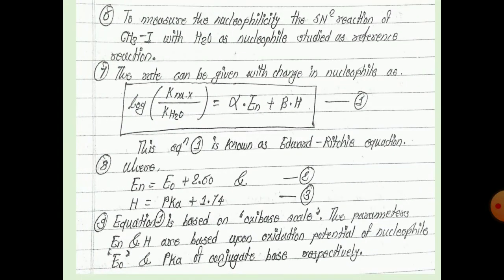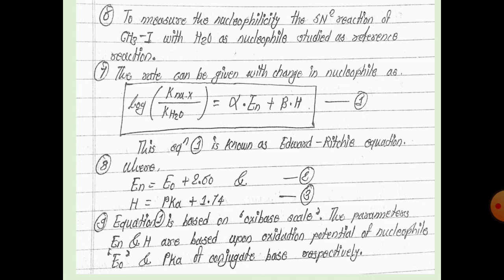To measure the nucleophilicity, the SN2 reaction of CH3I with H2O as a nucleophile was studied as a reference reaction. The rate can be given with the change of nucleophile as log of k nucleophile X divided by k H2O equals alpha En plus beta H. This equation is known as the Edwards-Ritchie equation, where En is equal to E0 plus 2.60 and H is equal to pKa plus 1.74.